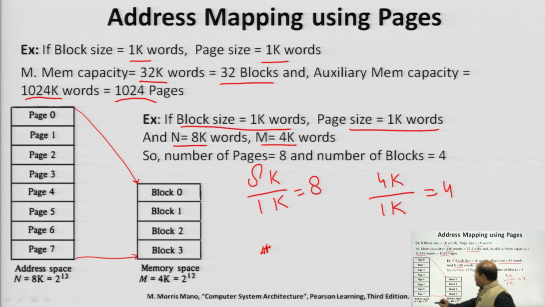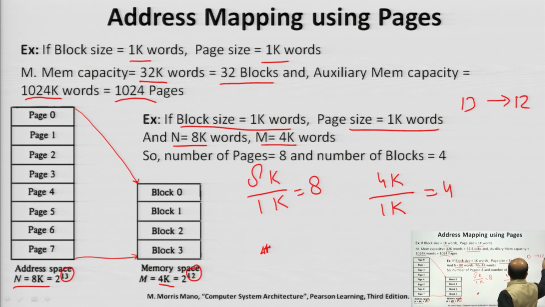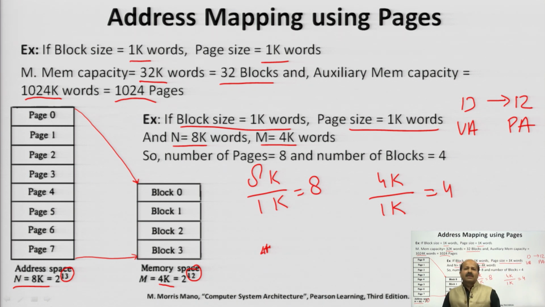Now, in this case address space is 8K. So, 13-bit address is used for virtual address and memory space is 4K, that is 12-bit is used for physical address. So, mapping between 13-bit to 12-bit, this is virtual address and this is physical address, because virtual address is given in 13 bits and physical address which is used here is 12 bits. So, mapping between 13 bits to 12 bits is required.